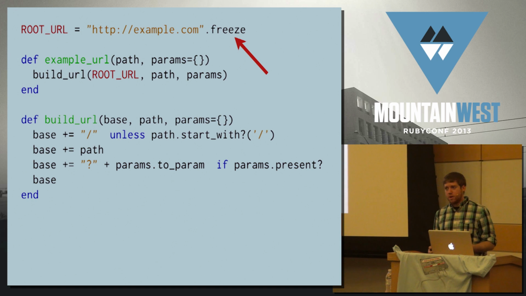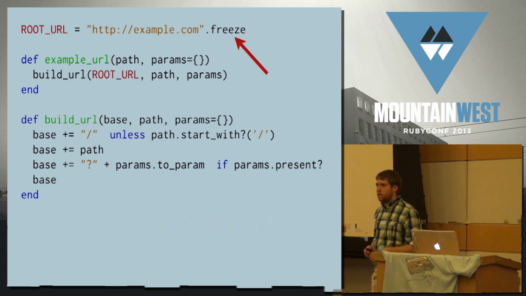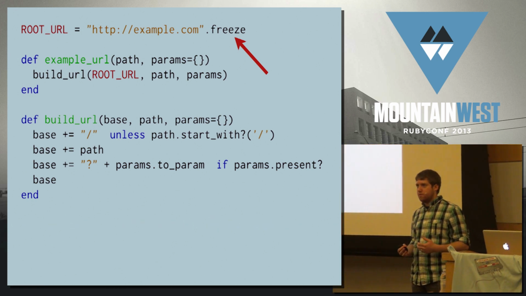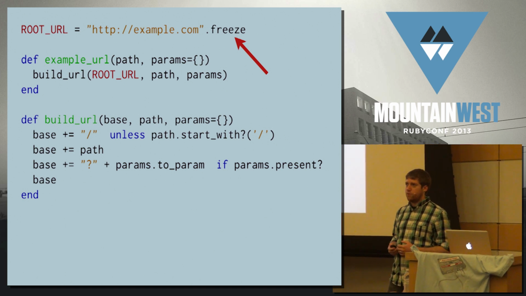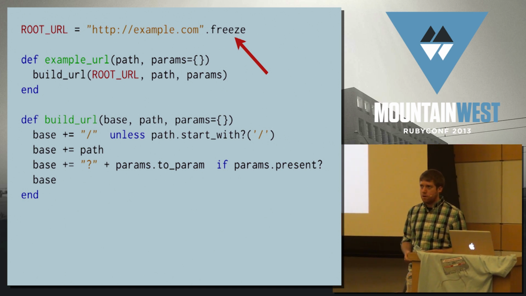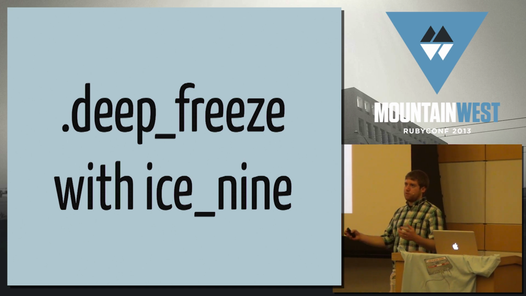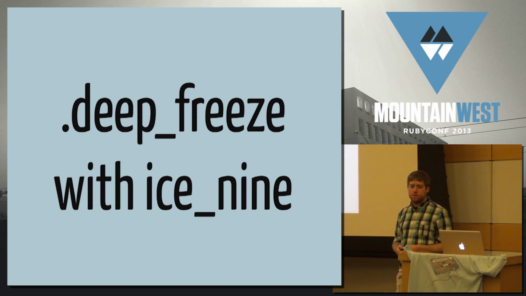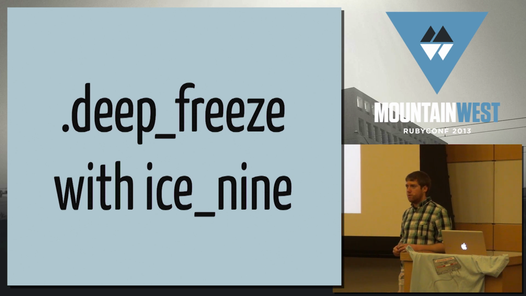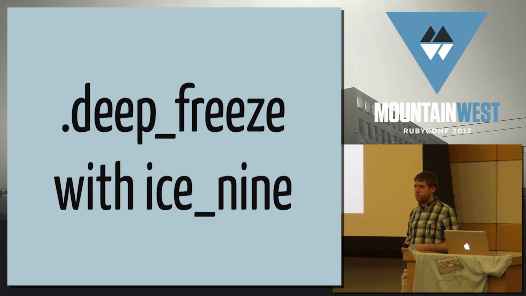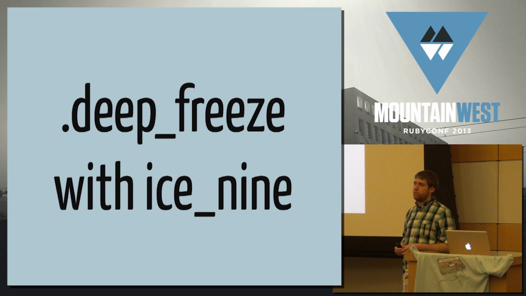And there's one gotcha with freeze, which is that if you freeze an array, it won't freeze the elements inside of it. Or if you freeze an object, it won't freeze that object's instance variables. So there's a gem called ice9 that adds a deep freeze method, which will sort of recursively freeze an entire tree of objects. So when you use YAML load file, you might want to call deep freeze on it and make sure that those configuration variables don't get changed as your application runs.